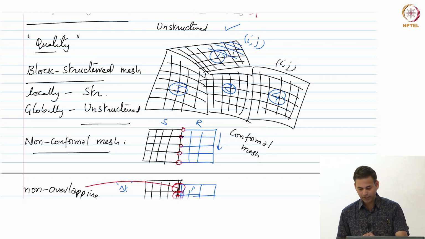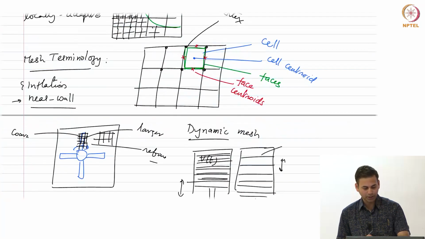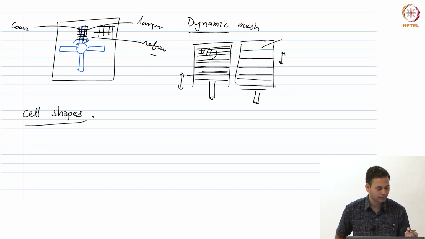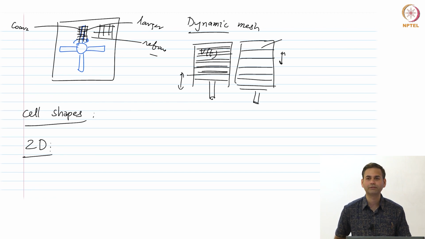Okay. Let us move on then, move on to the cell types that we may get. What are the cell shapes? So, in 2 dimensions, what are the cells that we can have in 2 dimensions? It does not matter whether it is structured or unstructured. What are the cell shapes we can have?